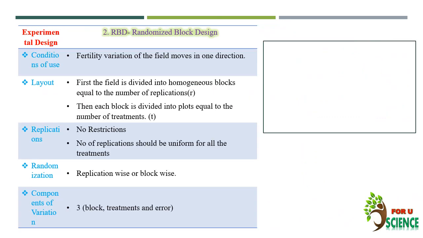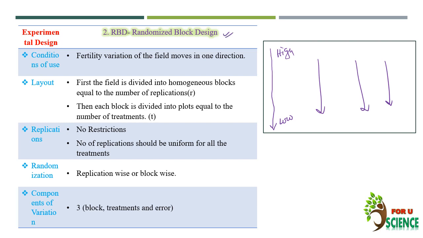Let's move to the most important experimental design, which we use very frequently. That is the randomized block design, the RBD, in case of field experiments. What is the condition of use? The condition of use is that fertility variation in the field moves in one direction. If this is the field, there will be a movement of fertility from this direction to this direction. There may be high fertility here and low fertility here, and this movement of fertility will be in one direction only. If this is the case, we can use the randomized block design.